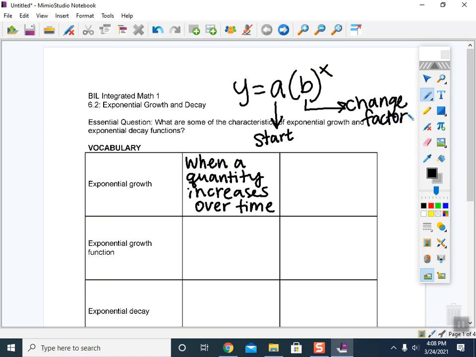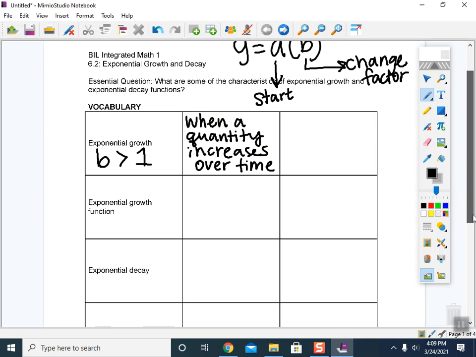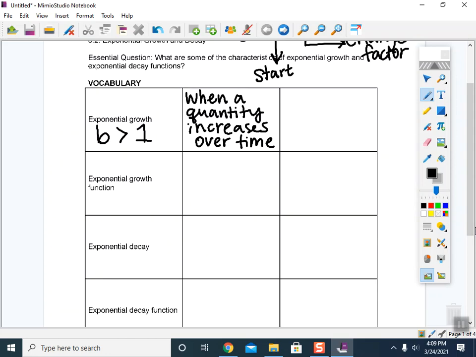So if we're dealing with exponential growth, it's the same thing as when a function increases. Our b value, our change factor, needs to be greater than 1. Okay? Then we have what we call an exponential growth function. So exponential growth is the term that we use to describe what's happening. The actual function is the equation that we use to figure it out. So exponential growth has this equation: y equals a times (1 plus r) raised to the t.